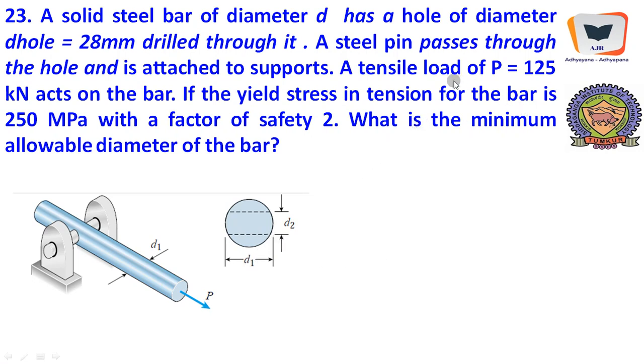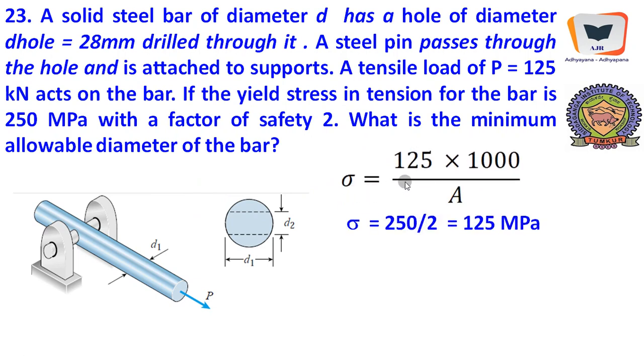Let us see what is the question. A tensile load P of 125 kilonewton acts on the bar. The yield stress in tension for the bar is 250 MPa with a factor of safety of 2. What is the minimum allowable diameter of the bar? Okay, we'll calculate that. So sigma equals 125 into 1000 divided by A. 125 is the load, and this is the area of cross section. We have converted it to Newton, and we get sigma to be 125 MPa.